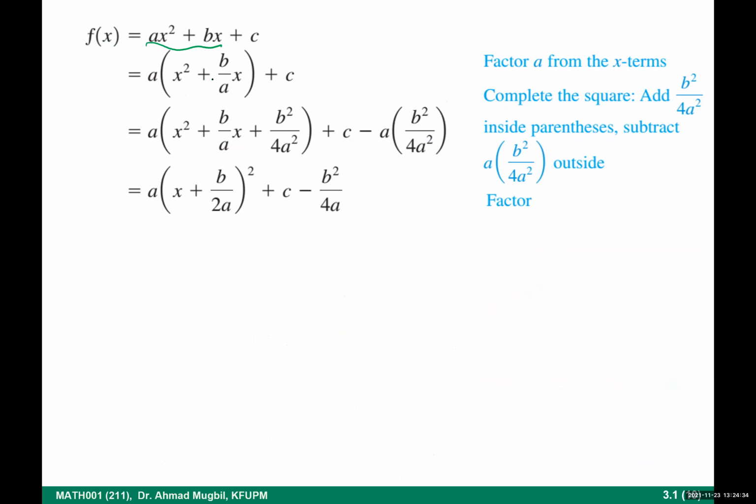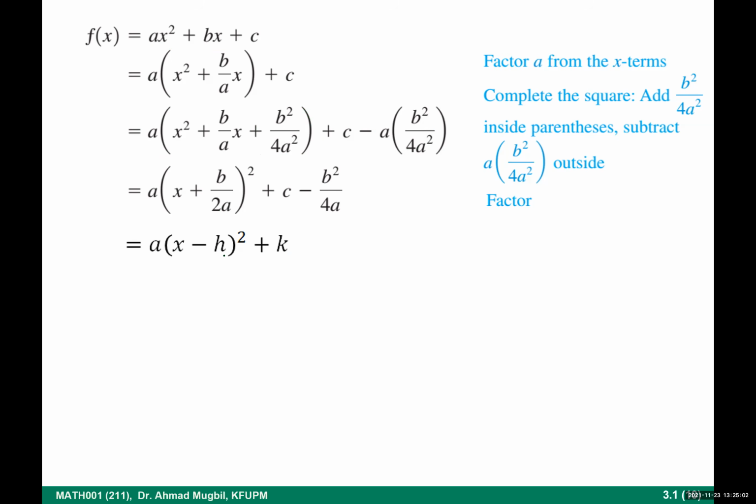What is the coefficient of x? B over a. The half of it, b over 2a. Square it. Now you will add b squared over 4a squared, and you will subtract it, multiplied by a. Here it is. Now here we have what? Perfect square. It will be x plus b over 2a all squared. And this is, of course, c minus b squared over 4a. Compare this with the standard form, a times x minus h all squared plus k.